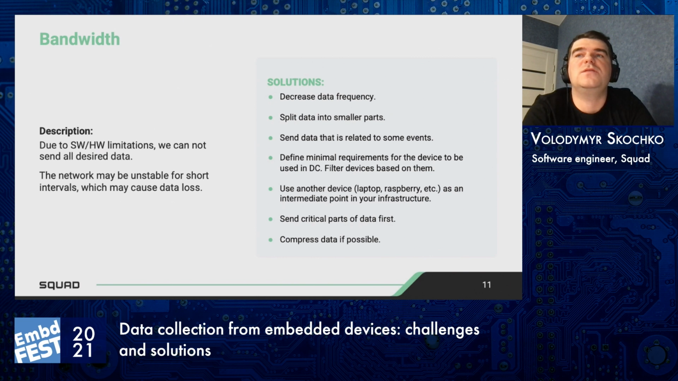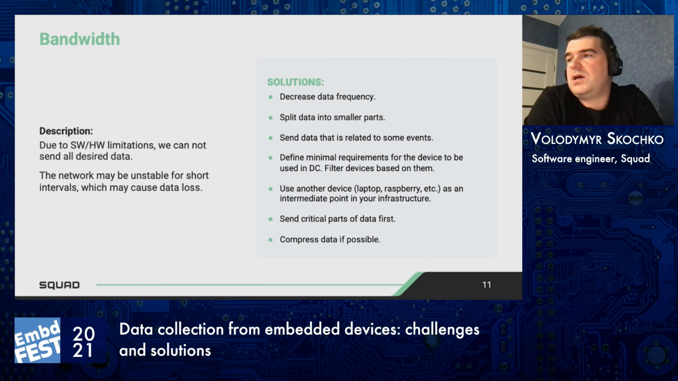Also, it is reasonable to define some minimal requirements for devices that should be used during data collection. You can use, for example, average network speed or something like that. And based on these requirements, you can filter devices, so you choose only good devices. Another way is to use another device like a laptop. You can use it as an intermediate point of your infrastructure, and you can send data from the device to the laptop via local network, and after that the laptop will upload the data to the endpoint.